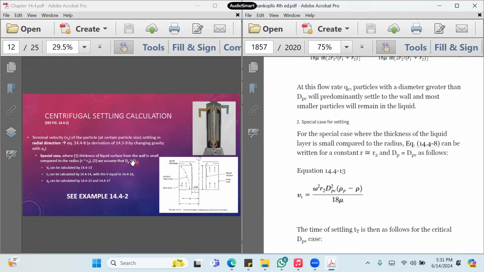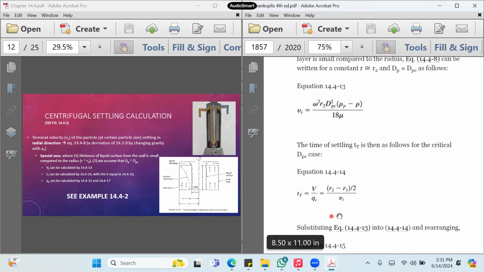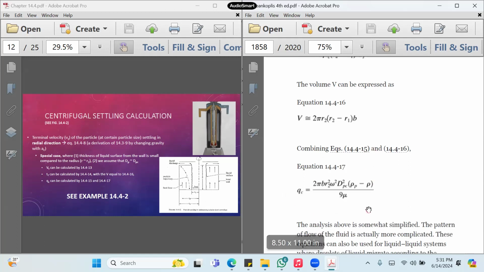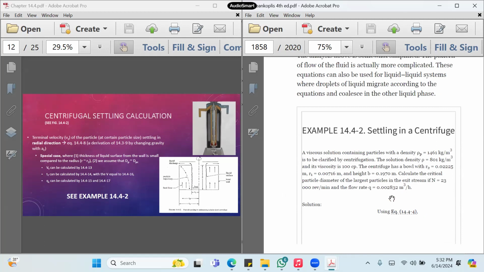If these two requirements are met, then the terminal velocity can be calculated using the equation on the right-hand side of your screen. Tau can be calculated using equation 14, V can be calculated using equation 16, and QC can be calculated using equations 15 and 17. Okay, so I will go to example 2.